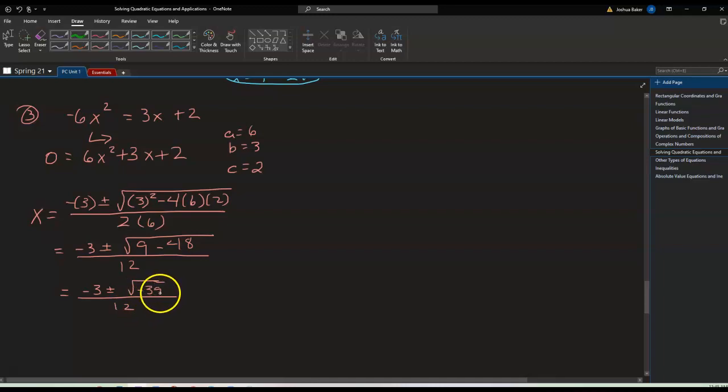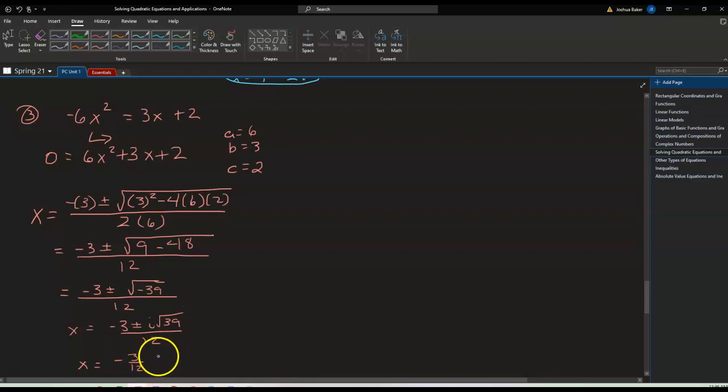So I can't simplify the square root of 39, but I can take out an i for the negative part, right? Taking the square root of a negative value is going to get you an imaginary or a complex value. All right, so remember, you don't want to write it this way because you want to have it in that a plus bi form.